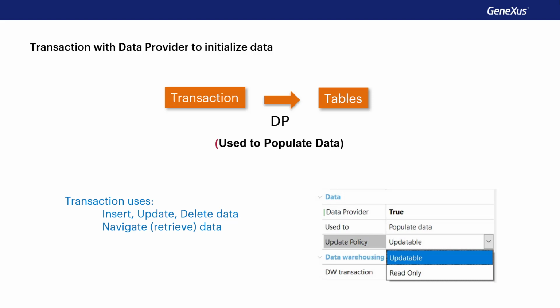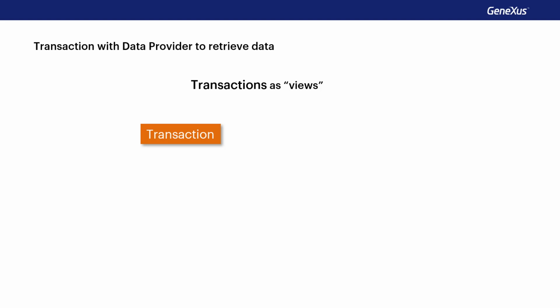But we can also change this transaction's behavior and prevent the data from being updated. That is, once the tables with data have been initialized, they cannot be modified, and no new data can be added. To do this, you must change the update policy, which by default takes the updatable value, and set it to read-only. We will now see that it's possible to continue using the transaction as usual, but without storing the data in the associated tables. In short, we'll have a case of transactions from which no tables are created in the application's database.